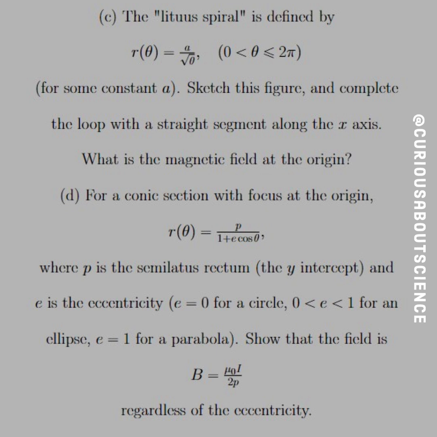D. For a conic section with the focus at the origin, r of theta equals p over 1 plus e cosine theta, where p is the semilatus rectum, the y-intercept, and e is the eccentricity, which you might remember better from mechanics, where for e equals 0, we get a circle, okay? And for e between 0 and 1, we get an ellipse, and for e greater than 1, we get a parabola. Again, we use that for defining orbits. Show that the field is B equals mu naught I over 2p, regardless of eccentricity.